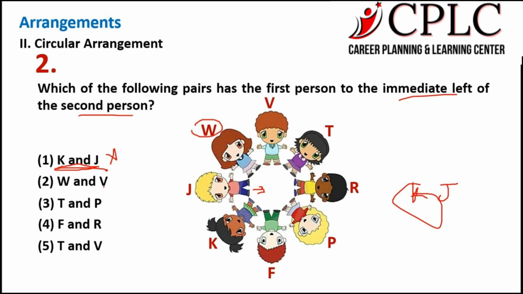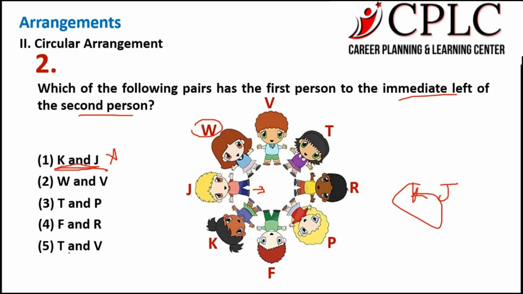Let's look at the next one, W and V. So first person should be on the immediate left of the second person. So second person is V. Again, if I look at V, V's immediate left position is occupied by T and not W. So again, this is not the answer option. Next one is T and P. They are definitely not immediate to each other. So this anyway gets eliminated. If I look at F and R, same as T and P, definitely not on the immediate position. So that also gets eliminated.